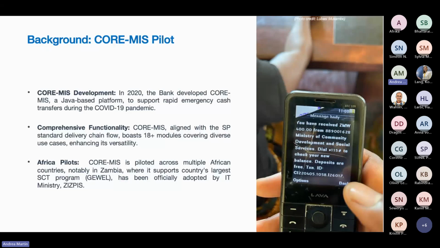Initially, under the pilot, it was a Java-based platform that was meant to support rapid emergency cash transfer during the COVID-19 pandemic. We did quite a lot of work aligning with the delivery chain flow, and we created more than 18 modules that basically cover the different use cases and enhance its versatility. The tool was piloted in different countries and officially adopted in Zambia, where it supports the country's largest social cash transfer there, which is called Jewel, and is also used for other programs there.